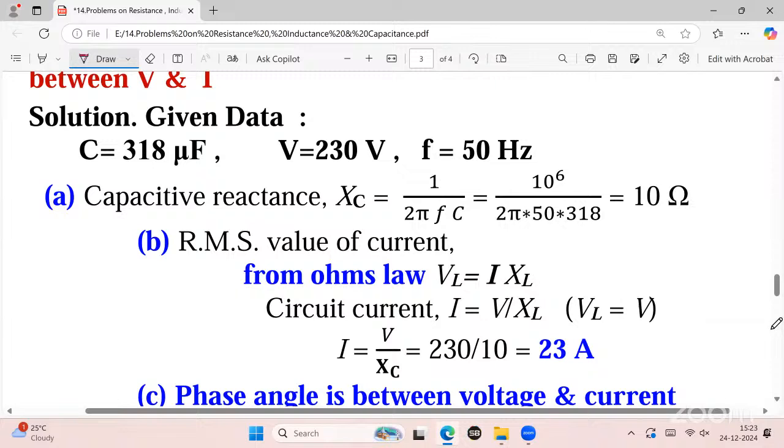B bit. RMS value of current, Irms, simply called as I. V is equal to IZ, Ohm's law in AC circuit. But Z is equal to Xc. Therefore, V is equal to I Xc.